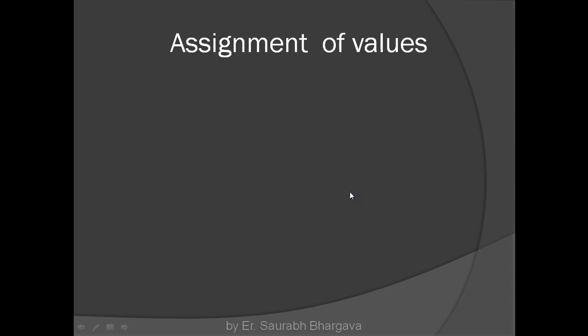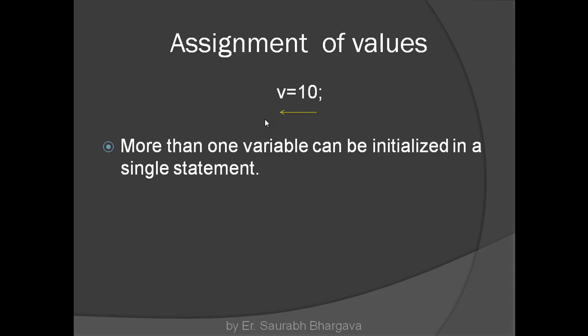Assignment of values. If we write v is equal to 10, v is a variable and 10 is a constant, so 10 is assigned to v. In this way, more than one variable can be initialized in a single statement. So we can write it like a is equal to b is equal to c is equal to 5. So all these variables are holding 5. Now a is equal to 5, b is equal to 5 and c is equal to 5. So all the three variables are holding the value 5. So this is all about constants and variables.